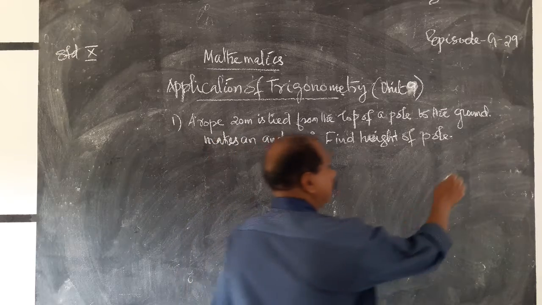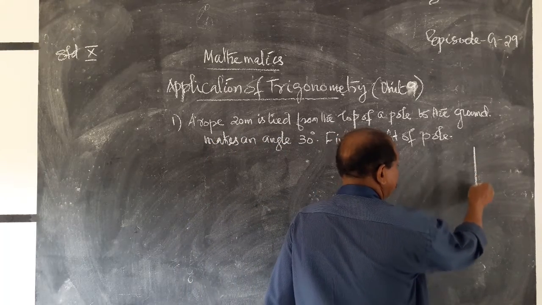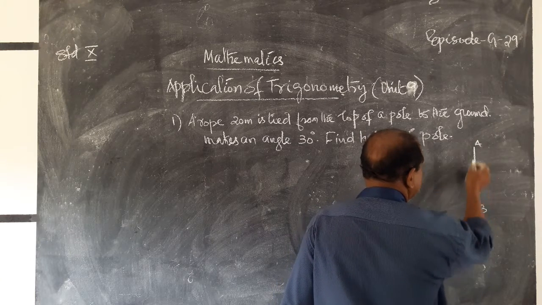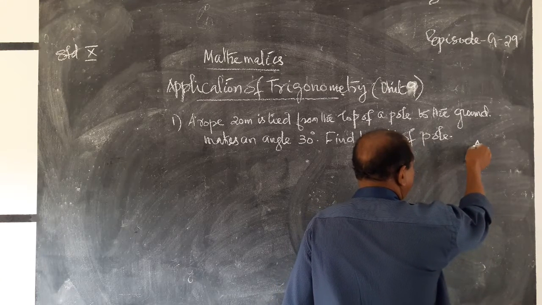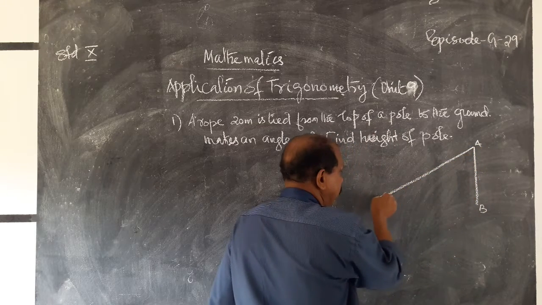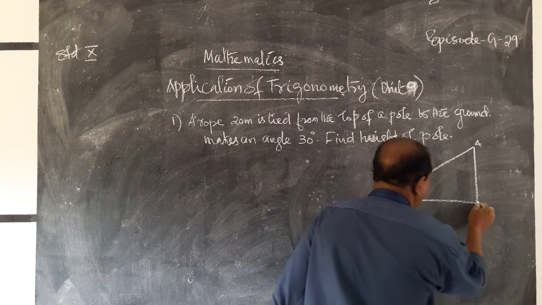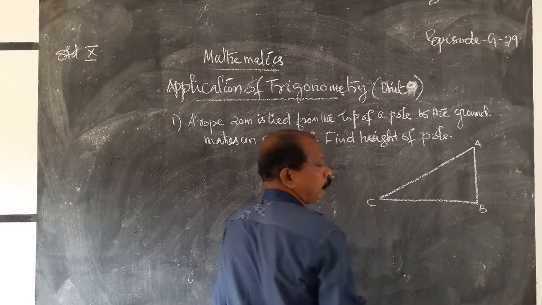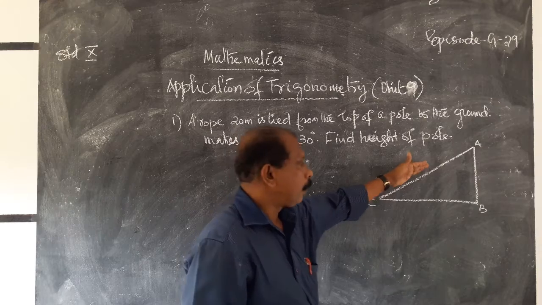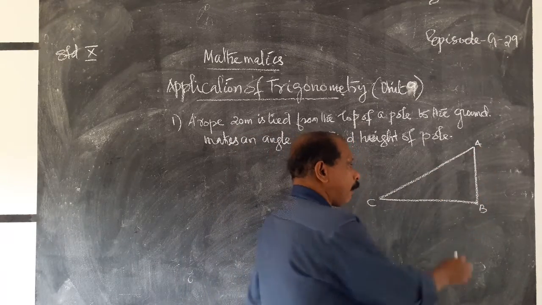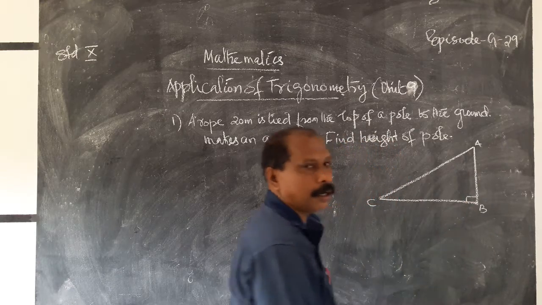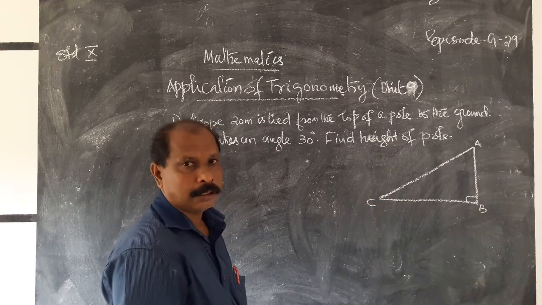That means there is a pole, and a rope is tied at the top of the pole and connected with the ground. That is, this is the ground, a point on the ground. Then this is the length of the rope, and AB is the pole. The rope pole and the ground are always at right angles. Therefore, we get a right angle.